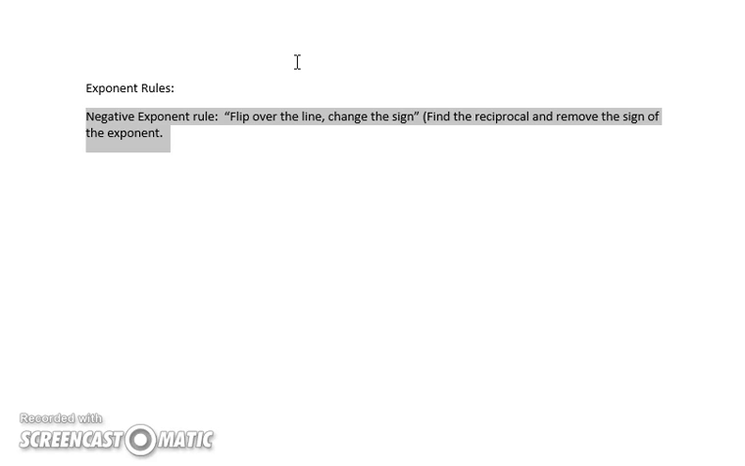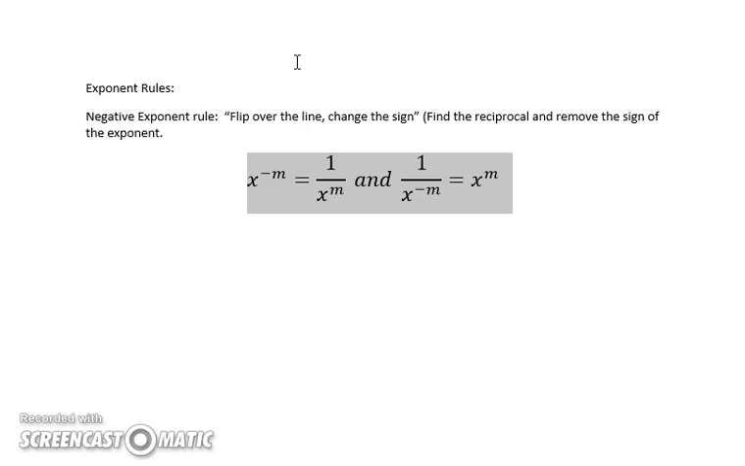Let me do an example. So x to the negative mth power is equal to 1 over x to the mth power. And if I had 1 over x to the negative mth power, that equals x to the mth power. Remember, x to the negative mth power is a fraction. It's just over 1. So you can see that it's the reciprocal of that. We've actually just flipped or found the reciprocal of the fraction and then removed the sign of the exponent.